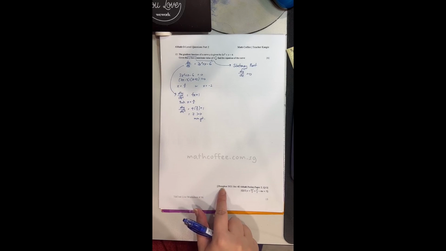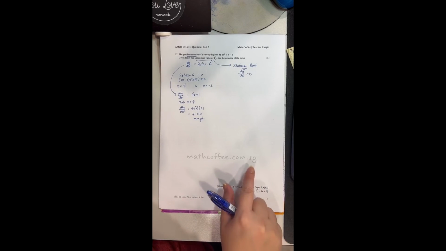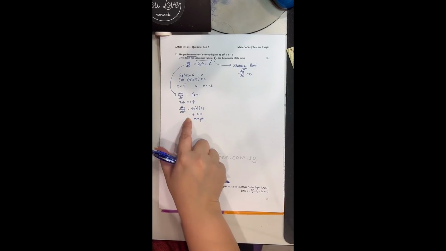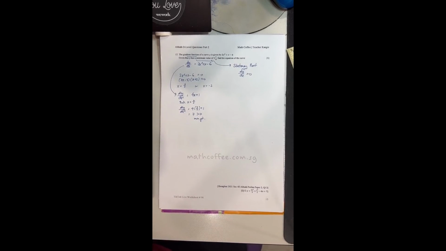Isn't it obvious that it's Zhonghua paper 2? Any wrong? Okay, so d square y dx square equals 7, more than 0. What's wrong with paper 2? My questions are all from school past year papers.